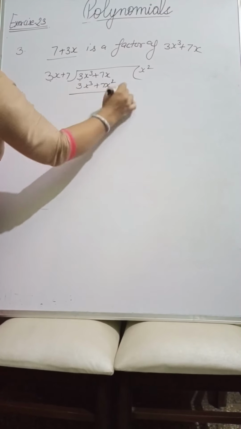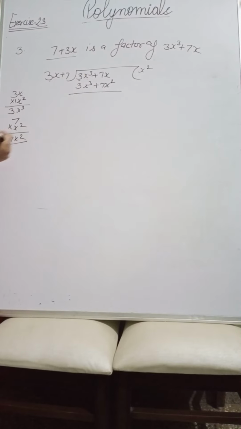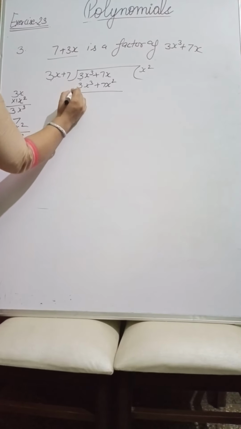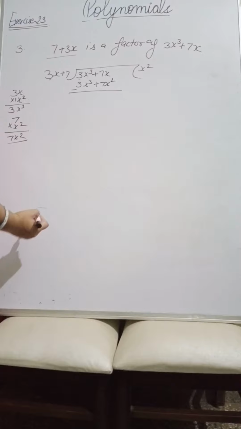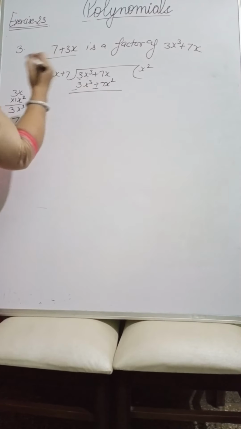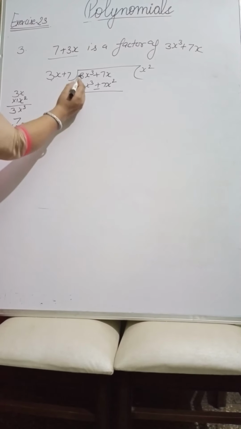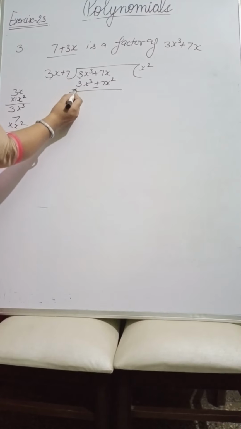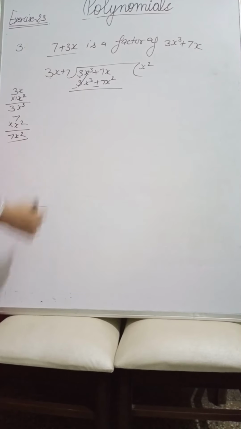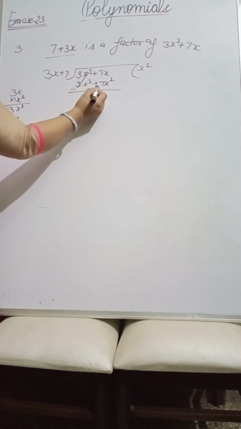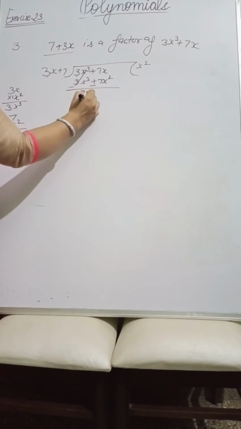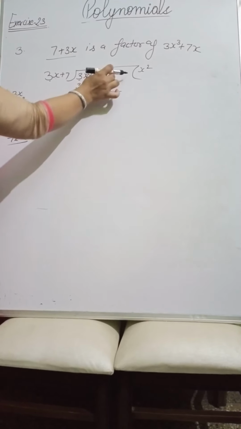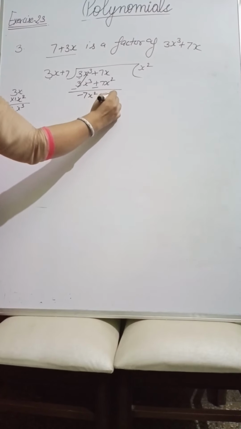Now the next step is to change the symbols. Here is plus, it will become minus. In the same way, this is plus, it will become minus. The x cube is plus and this is minus, so it will be cancelled. Here this is minus 7x square, and take this term here.